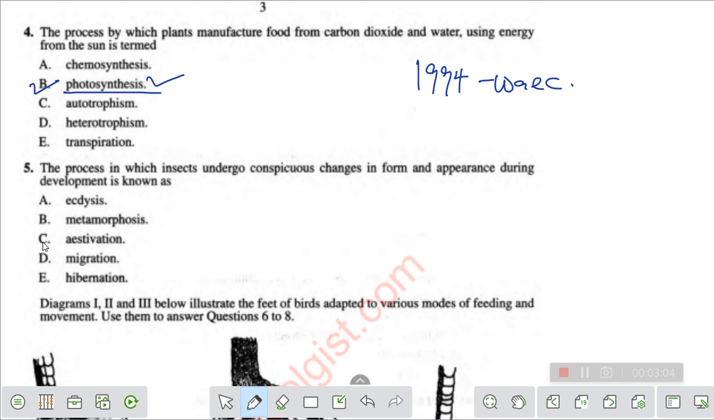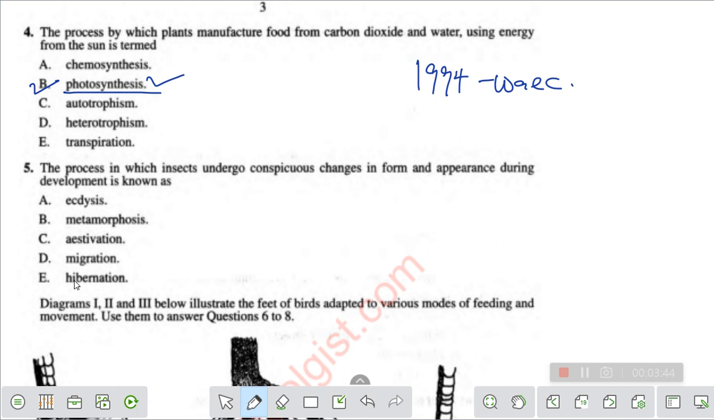So option C is estivation. Estivation is like a state of inactivity, just like hibernation. It's a state of inactivity in an organism. Option D is migration. Migration is a phenomenon or a process in courtship. We have courtship behavior in organisms. We have pairing, we have display, we have seasonal migration, whereby an organism migrates to a particular region during maybe rainy season or dry season. So that's migration.